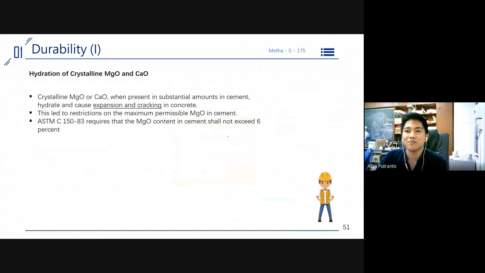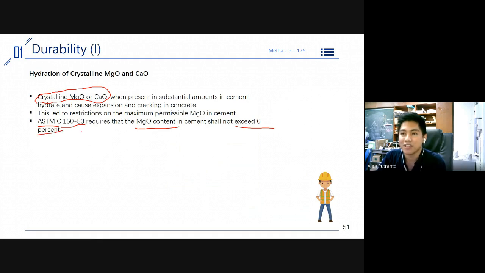Okay, so this one is just for the hydration of crystalline MgO and CaO. I think this is not really important, but for this kind of crystalline, you should remember that ASTM already has a standard that the MgO content should not exceed 6%. Okay, this is already described in ASTM C150.